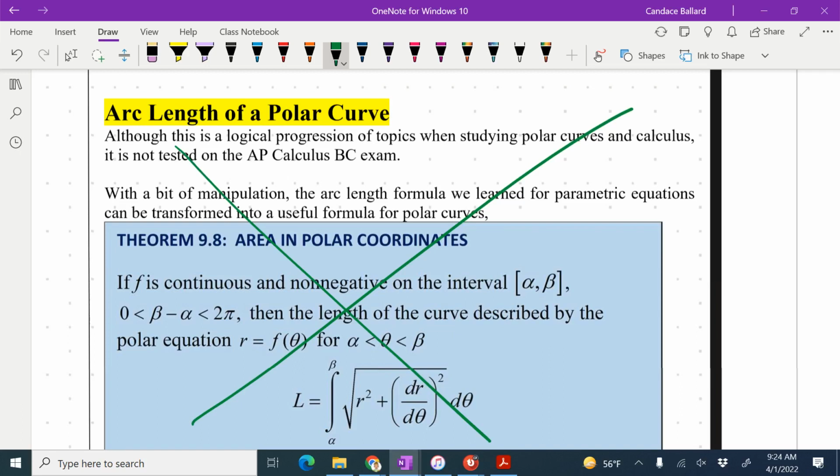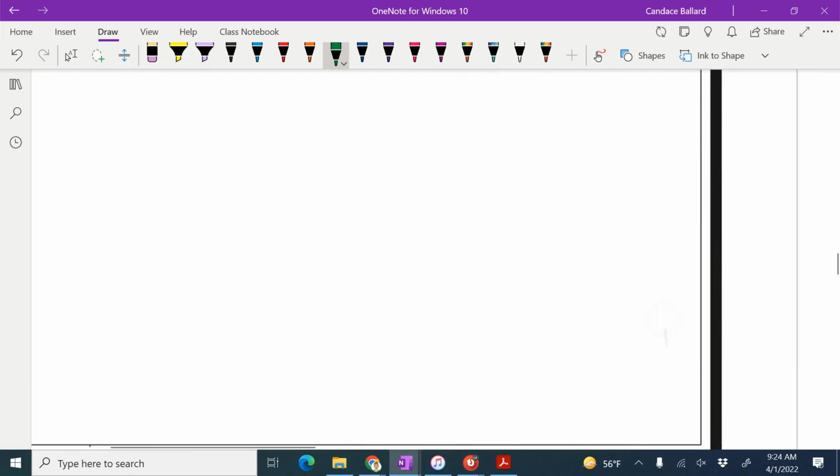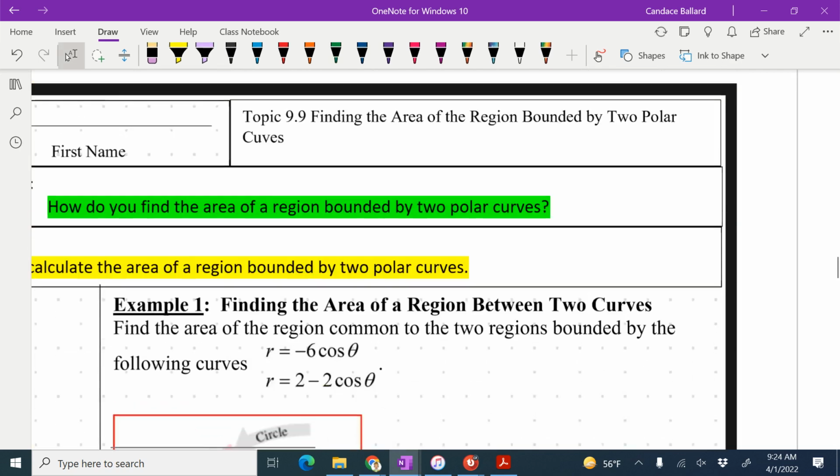We're not going to worry about it because we're not going to jam anything else in. You do need to know the parametric and you need to know the rectangular. Those will both be on your exam. But you don't need to worry about polar. All right. We are going to move on to 9.9.